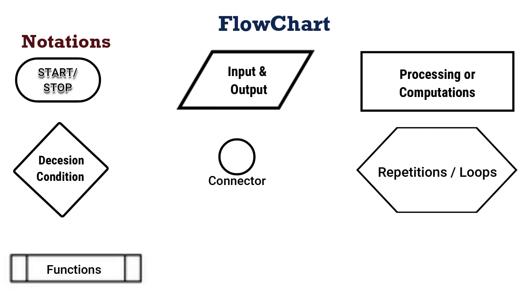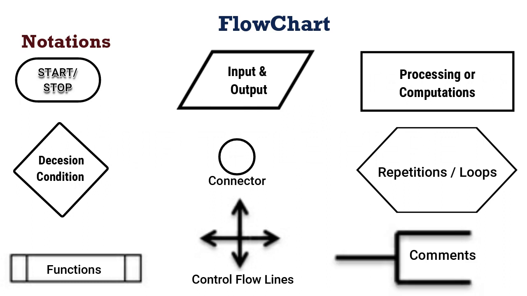Then the next shape is the functions. So to include functions in a program, the name of the function should be enclosed within this figure. Then the next shape shows the control flow lines. So here the arrows denote the flow of control in the flowchart. And the next shape is the comment box. For including the comments and the definition or explanation, this shape is used. Now we'll see with the examples.